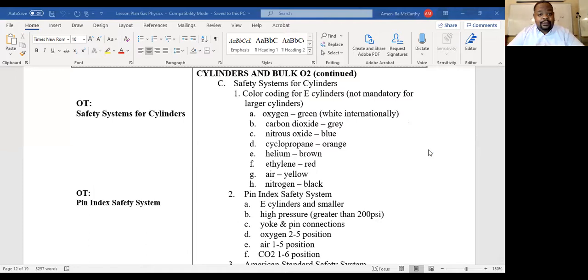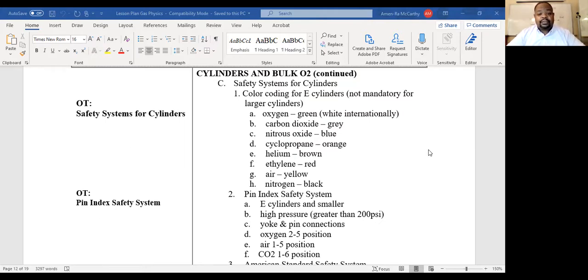The E cylinders have a color coding system. Now, the larger ones don't necessarily have them. Sometimes they do, but it's not mandatory for large cylinders, okay? But the E-tanks or E-cylinders must be color-coded. But that's not the only safety system, because if you're colorblind, it doesn't work for you, okay? So oxygen is green in America, but everywhere else, it's white. Carbon dioxide is gray. Nitrous oxide is blue. Cyclopropane is orange. Helium is brown. Ethylene is red.